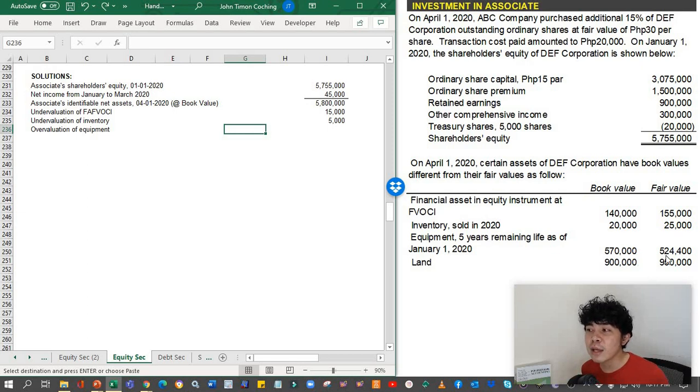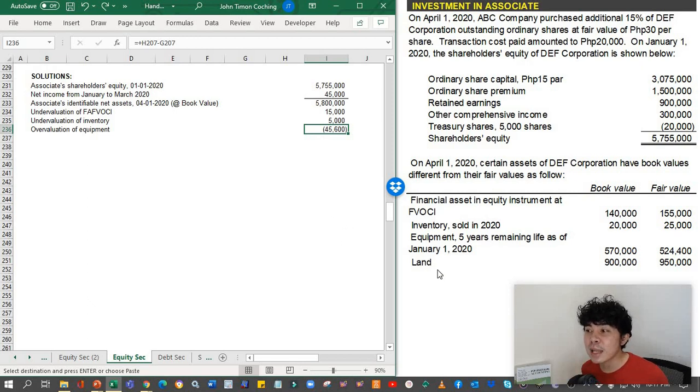Pero ang fair value niya is only 524,400. So yun lang ang kailangan nating value ng equipment. So since 570 ang nandito sa 5.8 million, kailangan natin yung bawasan. Magkano ang ibabawas natin? So yun yung difference ng dalawa, which is 45,600 pesos.